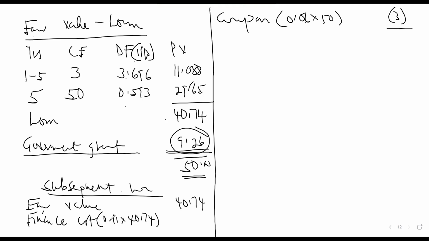0.11 times 40.74. I'm getting 4.48. Plus 40.74 minus 3, I'm getting 42.22. Okay, so what they did was interest of 3 million was taken to profit or loss, and in the loan they have 50 million there.